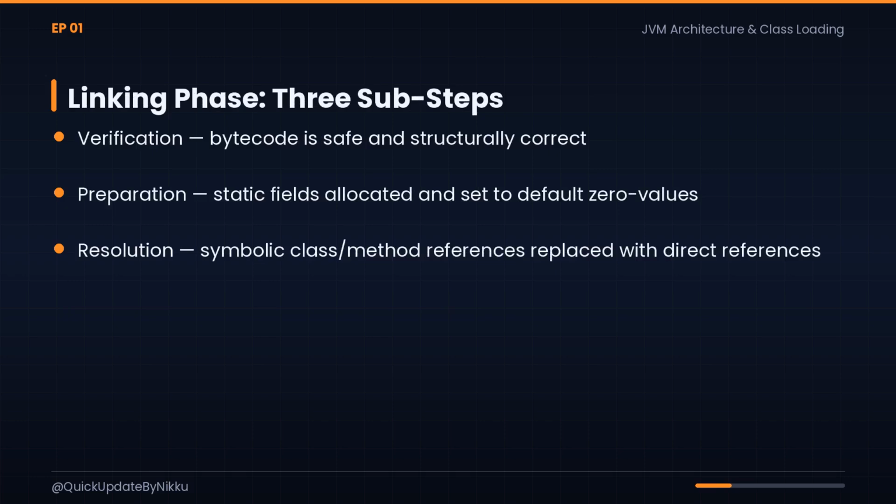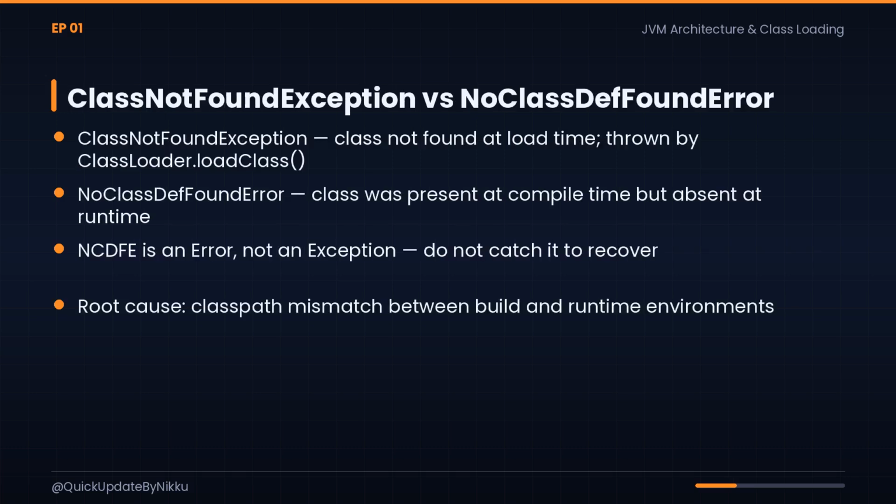Verification is the JVM's security boundary. It ensures no bytecode can corrupt memory or bypass access control. Preparation zeroes out static fields before your initializer runs, which is why a static int is guaranteed to start at 0 even without an explicit assignment. Resolution is lazy by default. A symbolic reference like com.example.PaymentService is not resolved to an actual memory address until the first time that reference is actually used.